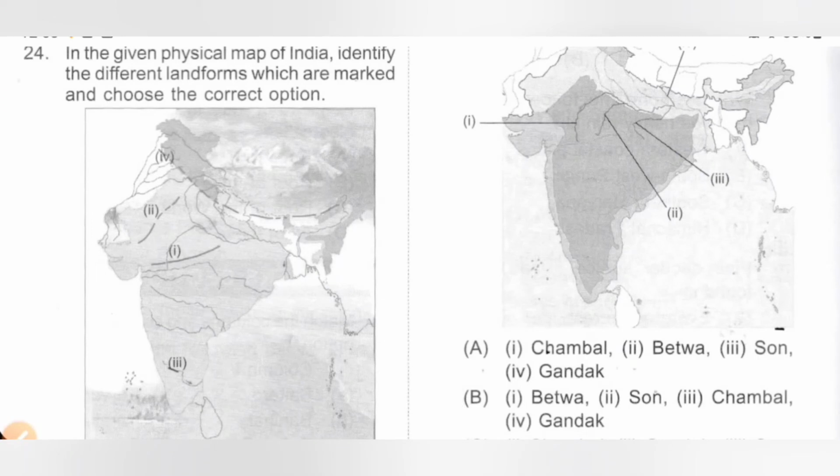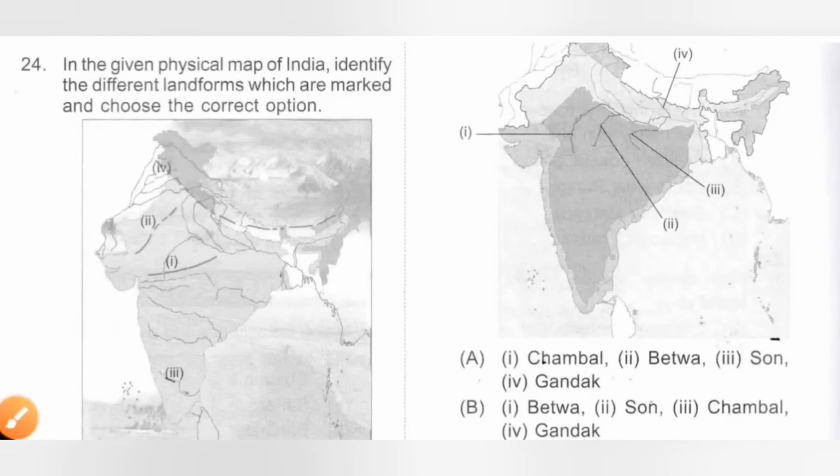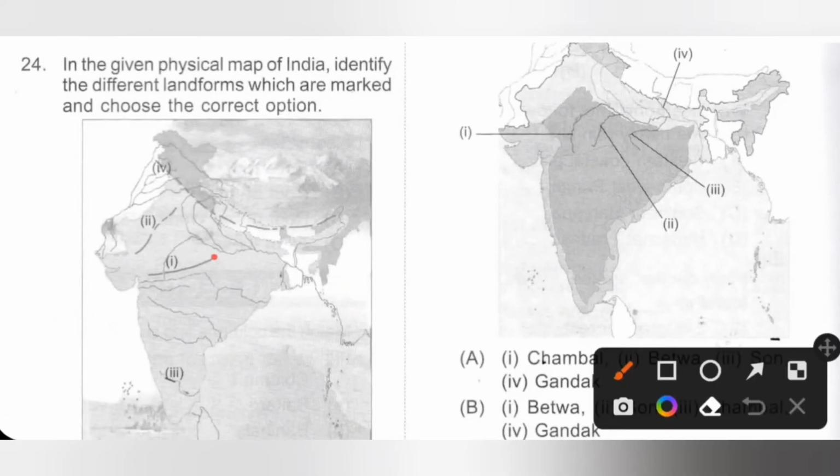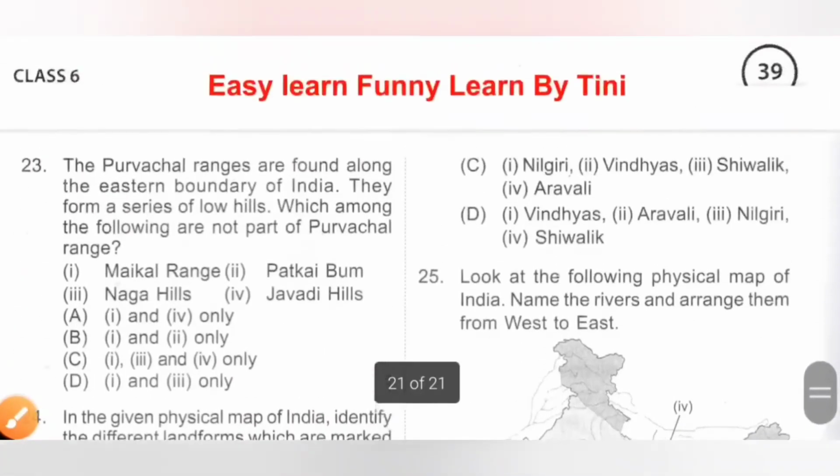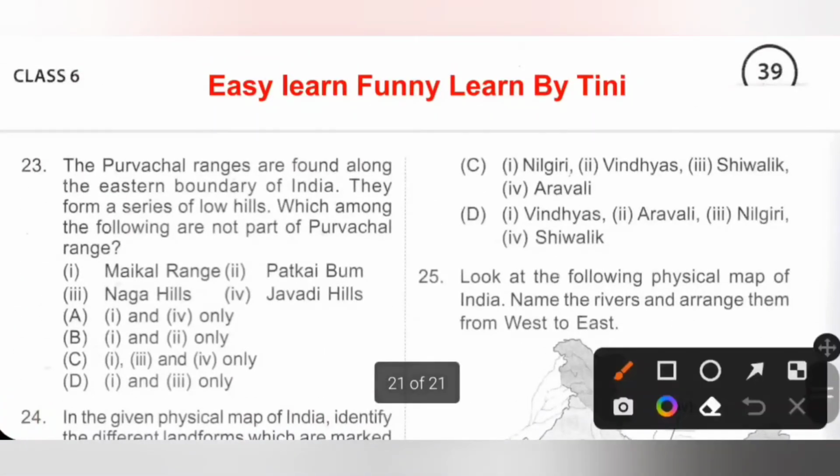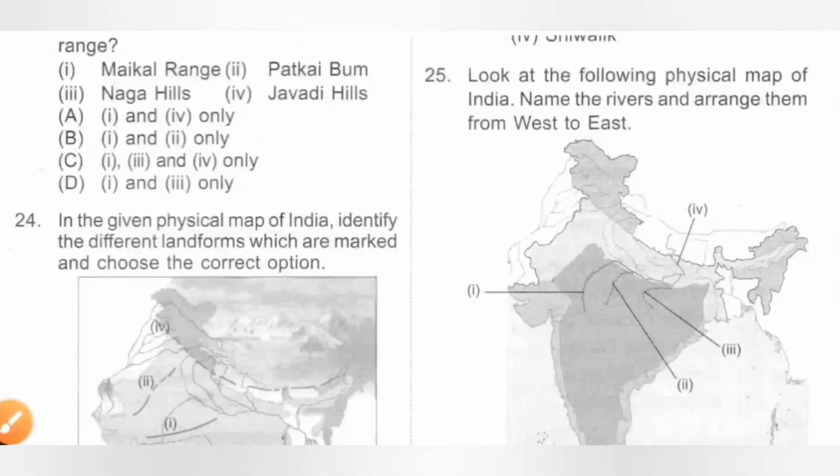24th, in the given physical map of India, identify the different landforms which are marked and choose the correct option. So please pause the video and try to find 1, 2, 3 and 4. So 1 is Vindhyas, 2 Aravali, 3 Nilgiri and then 4 Shivalik. Okay, 1 Vindhyas, 2 Aravali, 3 Nilgiris, 4 Shivalik. So let's check the options. Yes, option D is the correct answer. Option D, 1 Vindhyas, 2 Aravali, 3 Nilgiri, 4 Shivalik.